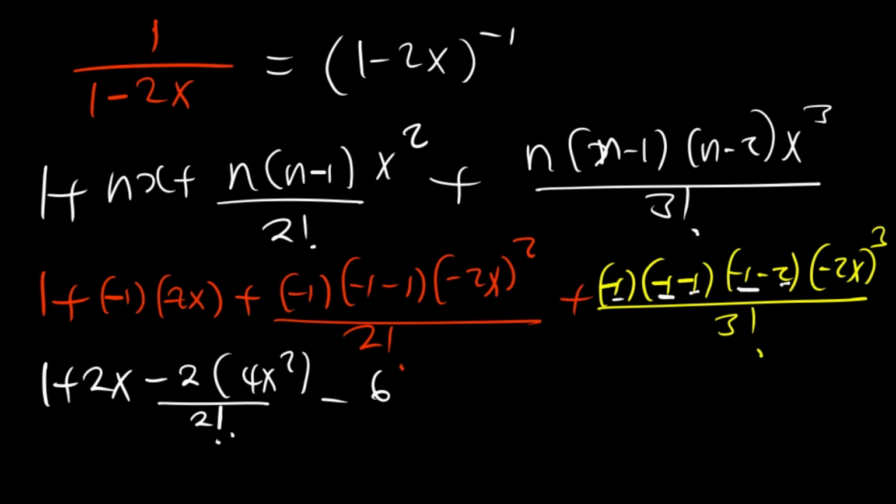Negative 2 raised to the power 3, negative 8x to the power 3. If I've not made a mistake, everything over 3 factorial.